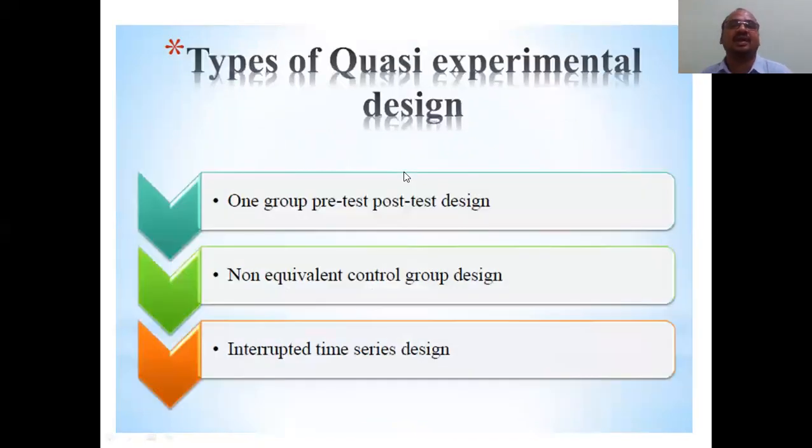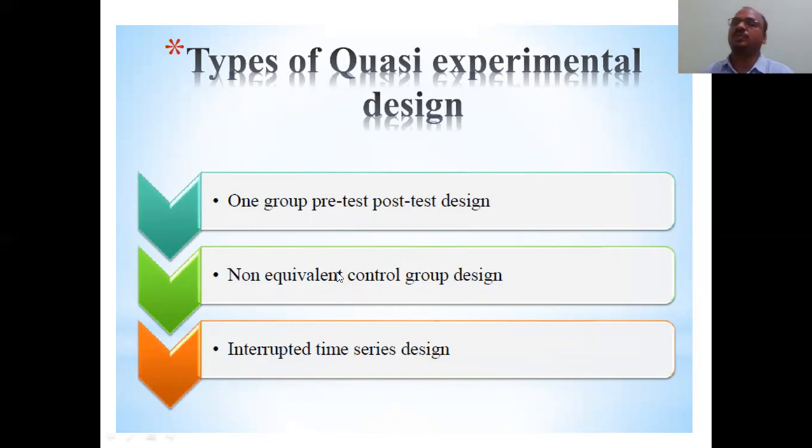Quasi-experimental design is again of three types. Only one group will be there. Pre-test, post-test design. Pre-test, before the test; post-test, after the test. Just like prepaid and postpaid. Prepaid means before talking itself, we are paying. Postpaid means after talking, you are paying a bill. So here also, before test, after test.